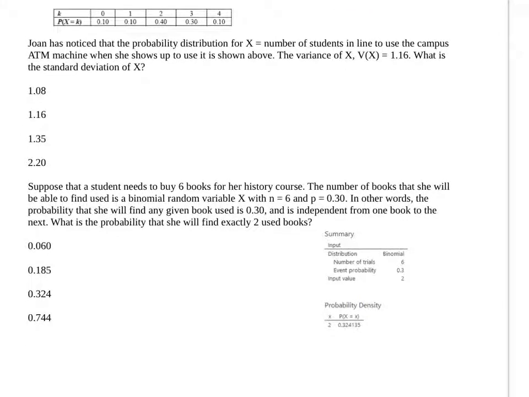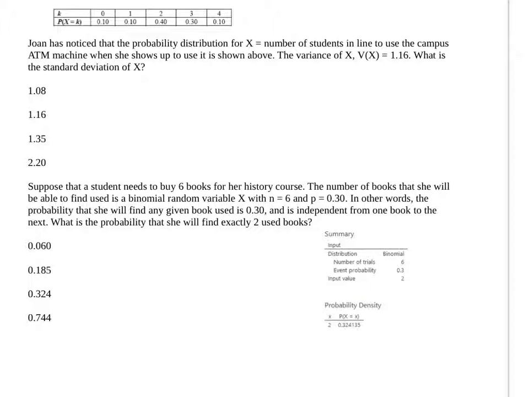Joan has noticed that the probability distribution for x equals the number of students in line to use the campus ATM machine when she shows up to use it is shown above. The variance of x, which is V of x, is equal to 1.16. What's the standard deviation of x?